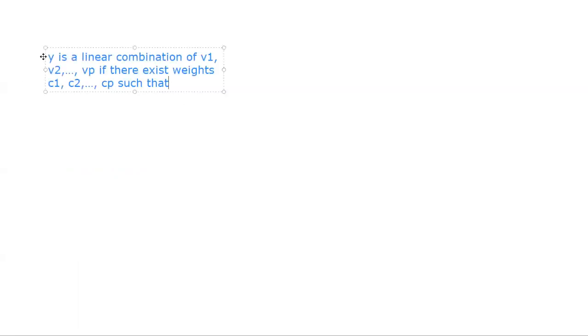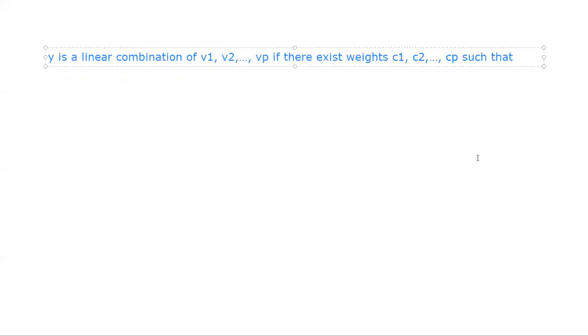Well, we can combine vectors, as we just saw, using scalar multiplication and addition. And if we do that, that's something called a linear combination. So let's take a look at this. A vector y is going to be a linear combination of a set of vectors. So y is a linear combination of v1, v2, through vp.